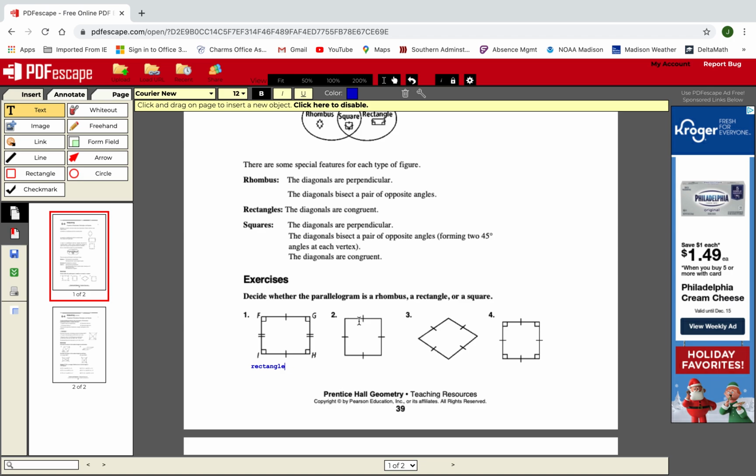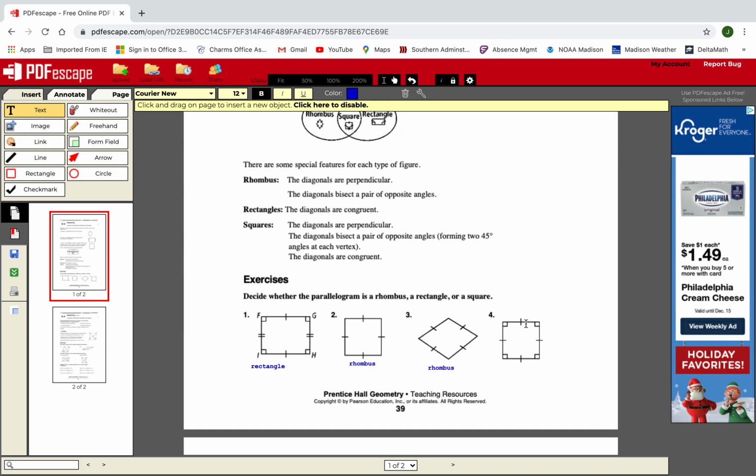On number 2, we have 4 sides that are congruent, but it does not show right angles. So we cannot assume it's a square. We can assume that it is a rhombus, okay? So that one is a rhombus. And number 3, again, we have the 4 sides that are congruent. So again, this one's going to be a rhombus.